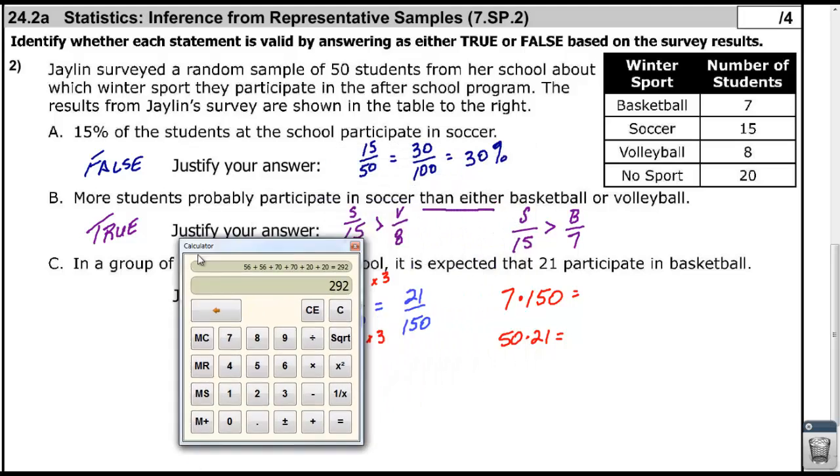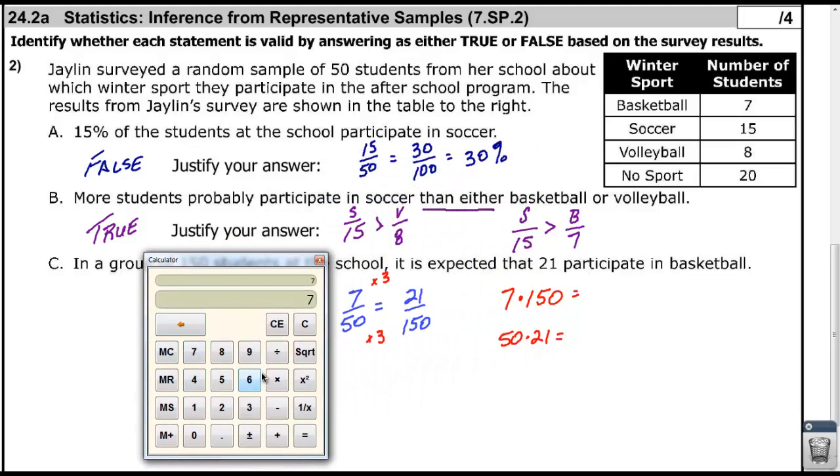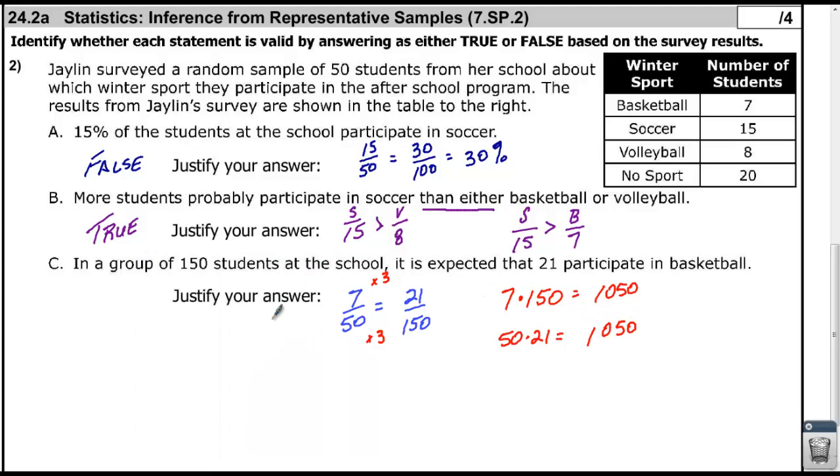So let me grab my calculator out and do 7 times 150. That gives me 1,050. Now let's do 50 times 21, and that gives me 1,050. So I know that this statement is true. Those do match up.